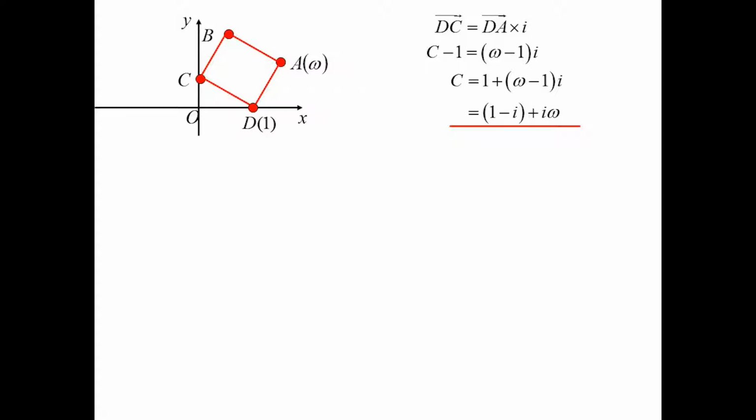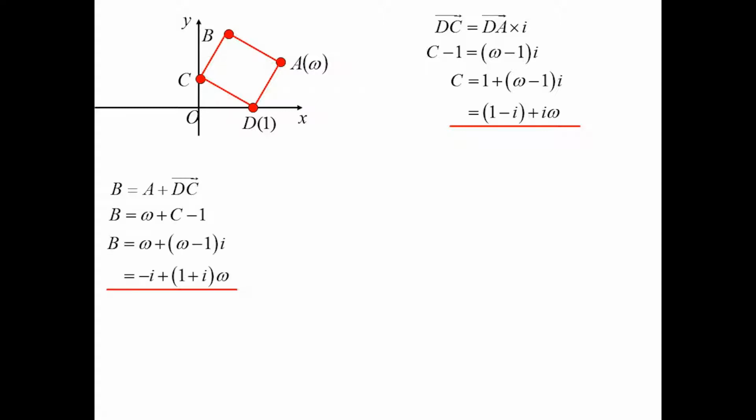Okay, now let's find B. How could I find B? Well, I could say it's the point A, and I've added the vector DC. I've slid, or translated to use a proper mathematical term, DC into place and added that onto the point A. So the point A is omega, C minus 1. Our C we just found out a value for, so I can sub that in, and now we can make B the subject, and we get whatever B is. That's one way I could have done that.